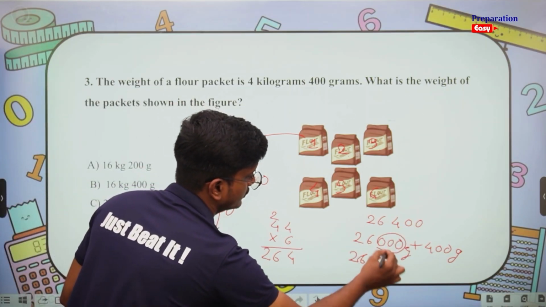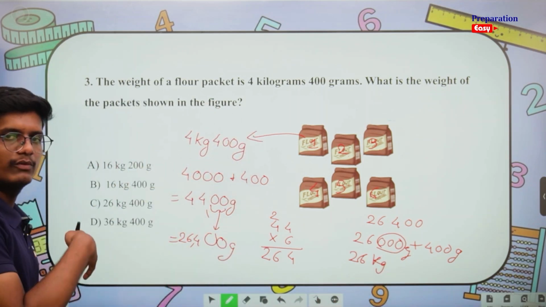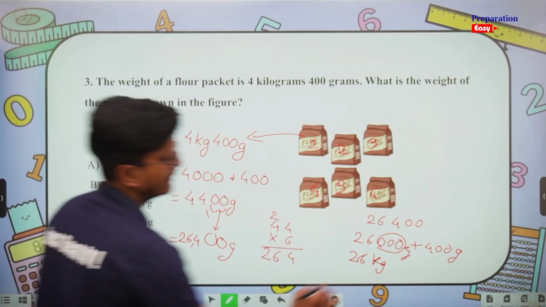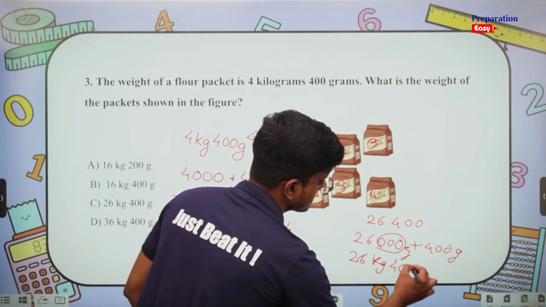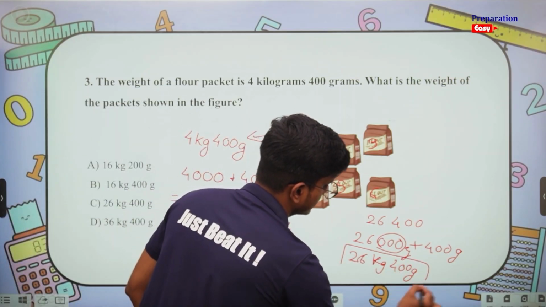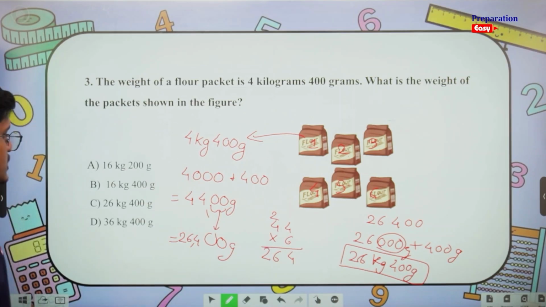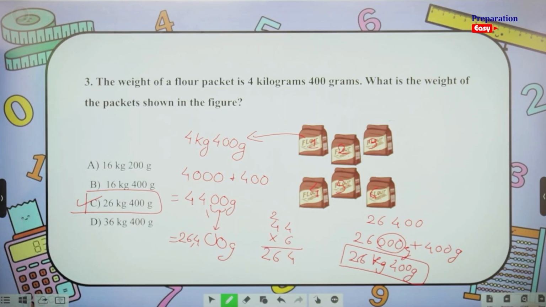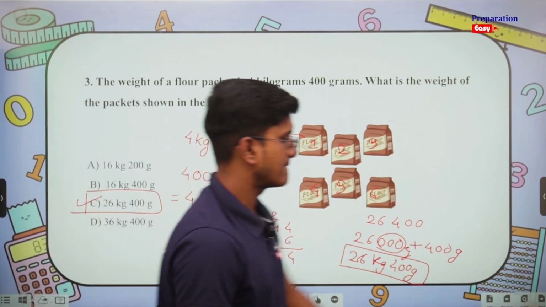Why? Because those 3 zeros can get converted back into kgs, right? So it will be 26 kg and 400 grams. 26 kg and 400 grams. So let's check the option. Okay, we have the option C as 26 kilograms and 400 grams.